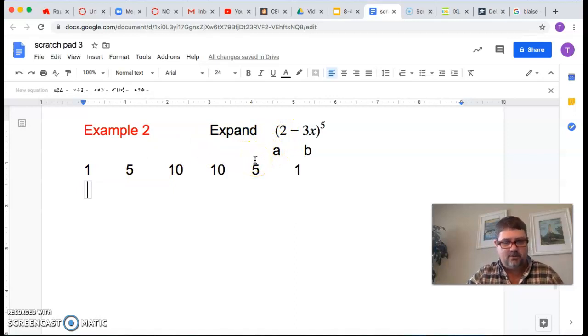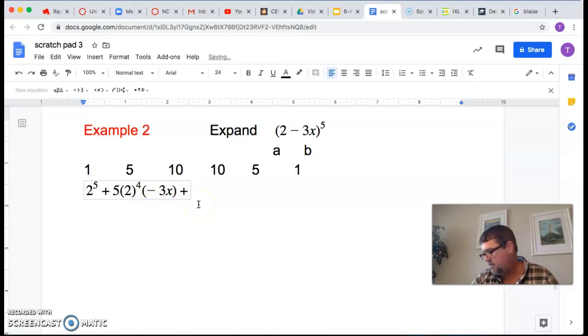So you would have 2 raised to the 5th. That's the first thing you have. Plus, well, this has a coefficient there of 5 times 2 to the 4th, times negative 3x to the 1. And remember, these have to sum to 5.